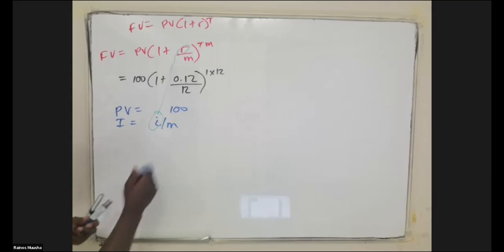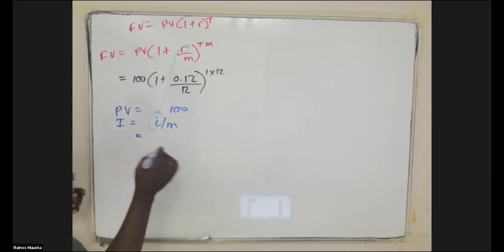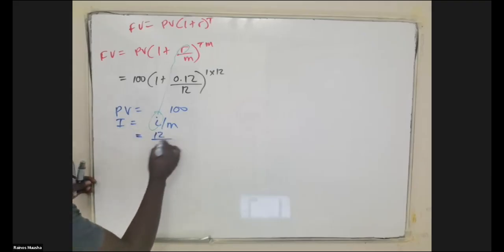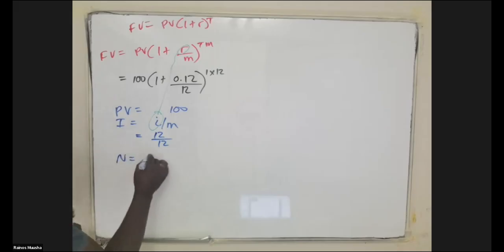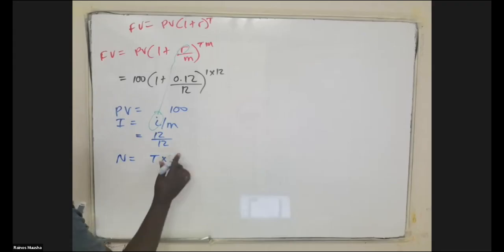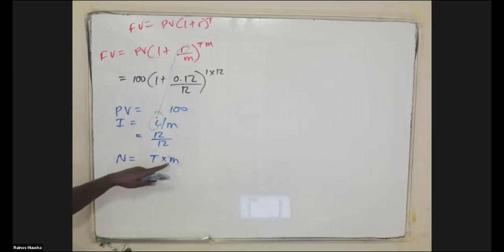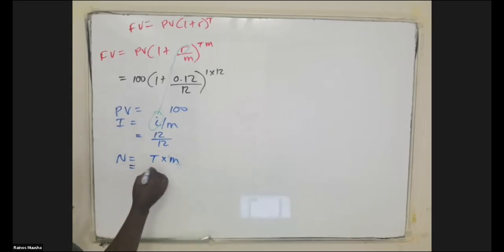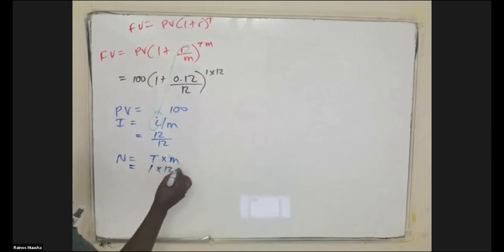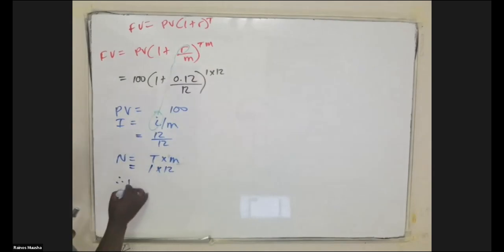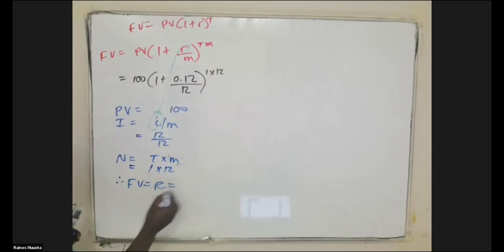In this case, your annual interest is 12% and you're compounding 12 times a year. So this becomes your interest. Your N is given as T multiplied by M, where T is the number of years and M is the compounding frequency per year. In this case, you're moving forward for 1 year, so T is 1, and you're compounding 12 times a year. Given this information, we can now calculate the future value.